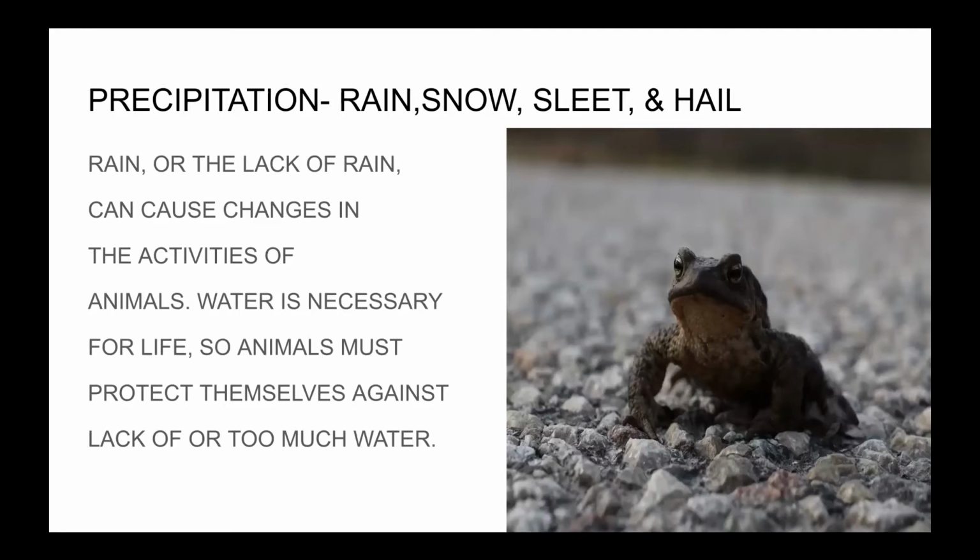Water is necessary for life, so they must protect themselves against the lack of water or too much water. Now you see a little toad here to the right. Like Mr. Monroe pointed out with Hoppy the Bullfrog, amphibians, toads and frogs, must stay moist because they've got an ineffective heart. Their heart only has 3 chambers, and so they are dependent on their skin to help them with gas exchange. So they've got to stay moist, and if there's not enough rain, they have to dig deep in the ground to protect themselves from the lack of rain.